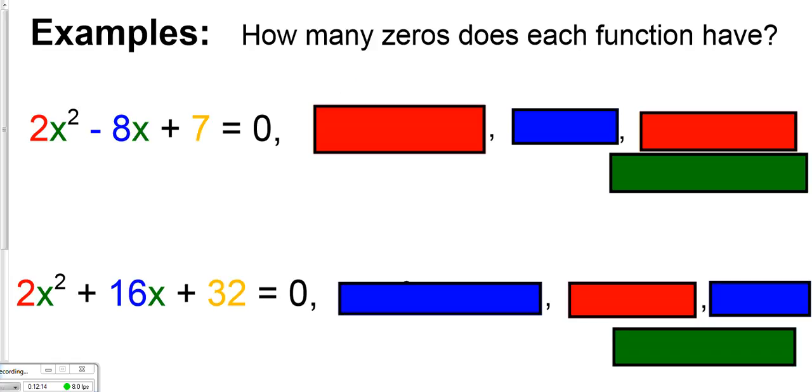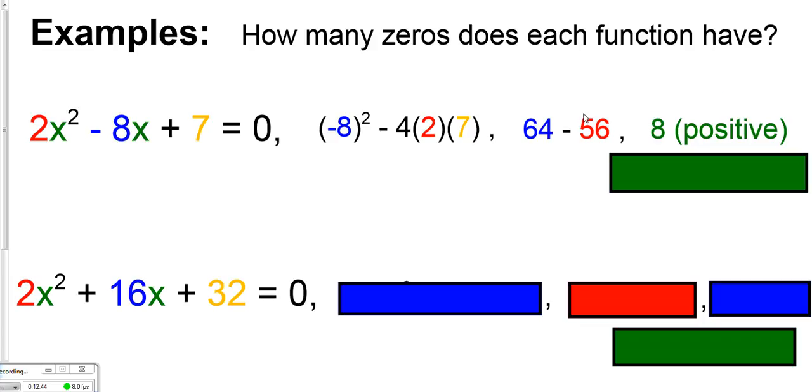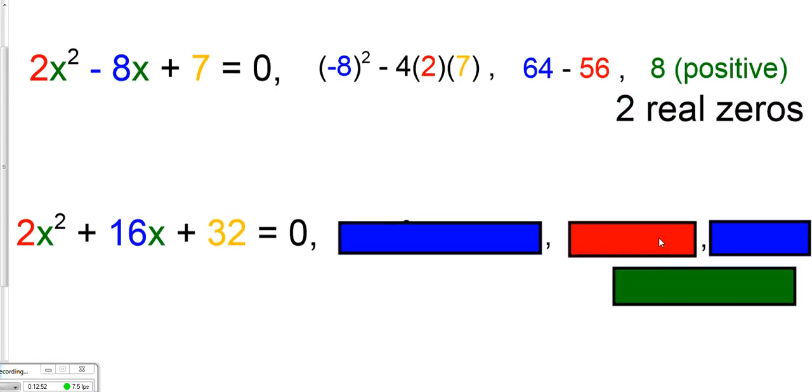So, for example, if they were to ask you, how many zeros does each function have? Again, this is like saying, how many x-intercepts does each function have? So looking at this, how many x-intercepts does this have? Not necessarily super easy to tell just by looking at it, but for b squared minus 4ac, we're going to use the discriminant. Negative 8 squared minus 4 times 2 times 7. Negative 8 squared is 64. 4 times 2 times 7 is 56. 64 minus 56 is 8, and that's positive. Since it is positive, there are two real zeros.